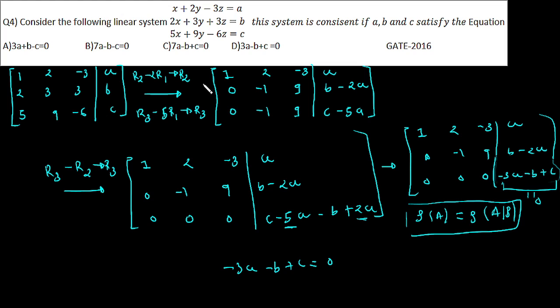So now look at the options. Let's multiply this equation by minus sign. So we get 3A plus B minus C equal to 0. Now this is the condition that these three variables A, B, and C must satisfy. So we can say option A is the correct condition: 3A plus B minus C equal to 0. So option A is the correct option.